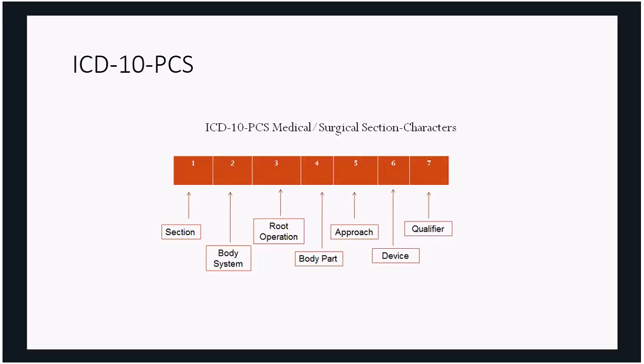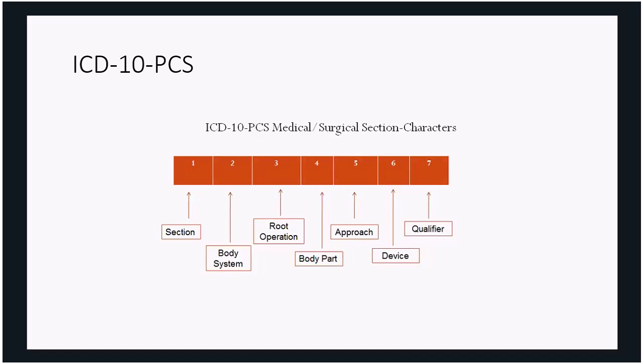2, second character is a body system. What body system? Respiratory system, circulatory system, reproductive system. Third character is a root operation. The root operation is the objective of the procedure, and this is key to getting to the right code or table. Fourth character is a body part. What body part is the procedure being performed on? Arm, leg, heart, etc.